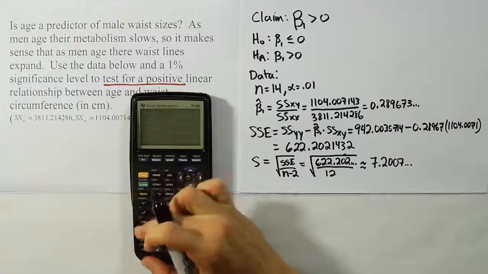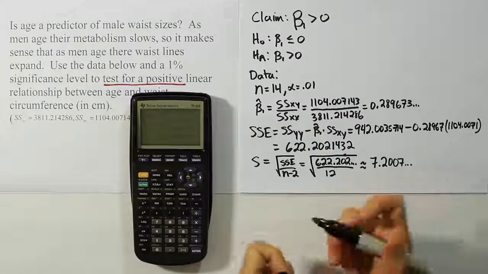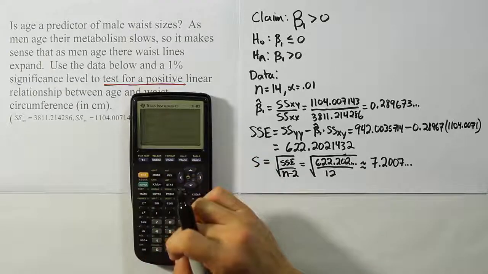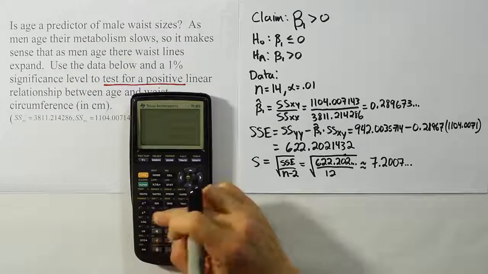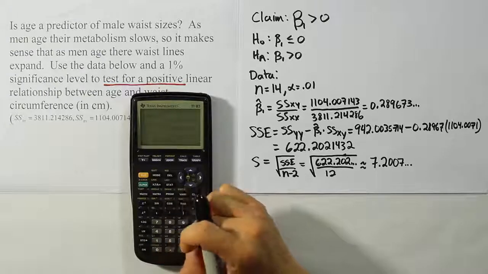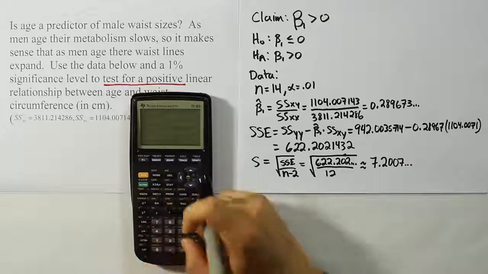I'm actually going to store that value into my calculator for a minute. I'm going to store it under S, just temporarily. Actually, let me store that under S. I didn't do it right, but I'm going to now. So it's 7.200706813. So I'm going to store that again under alpha S in my calculator.